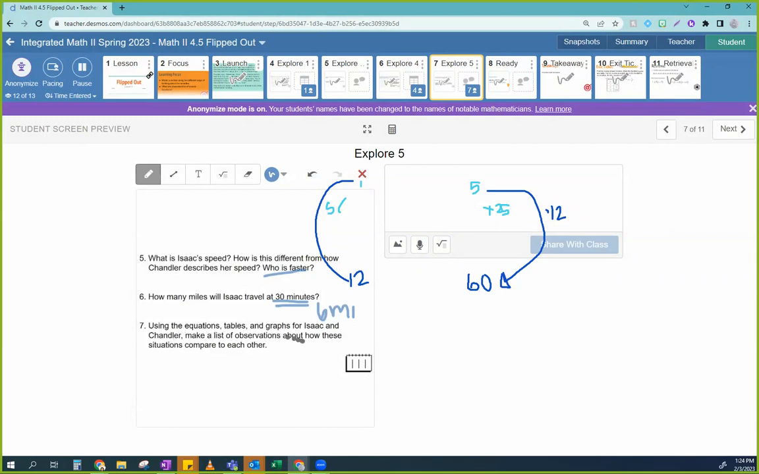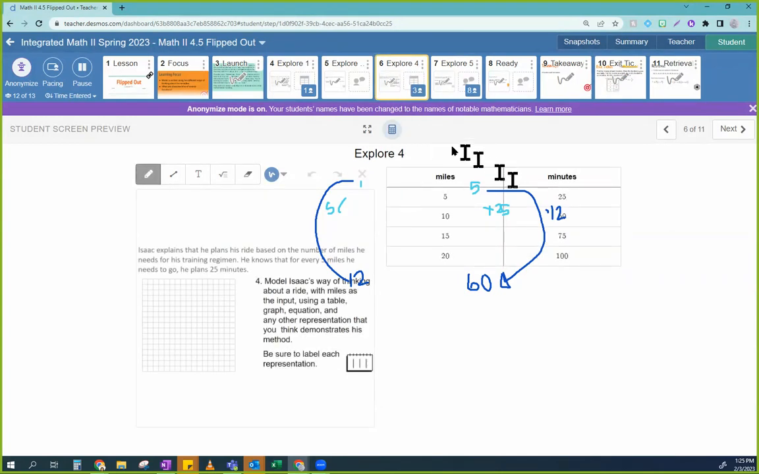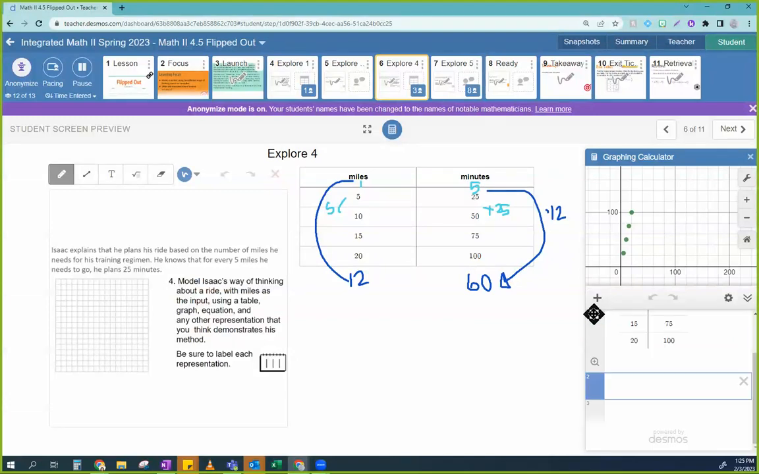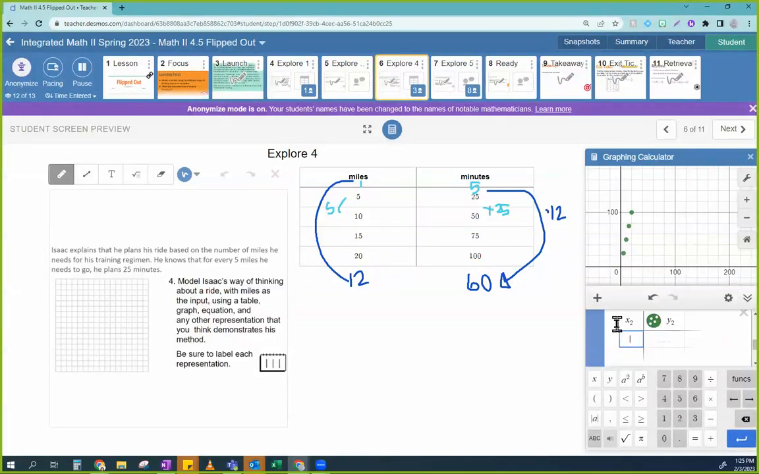Using the equations, tables, and graphs for Isaac Chandler, make a list of observations about how these situations compare to each other. So, the last little thing that I want to do is graph these two on the same plane. There was another table that we had, and I wanted to add our table to that. So I think the table was minutes per mile, and I think he went 60 minutes in 12 miles. I'm just graphing them on the same one.